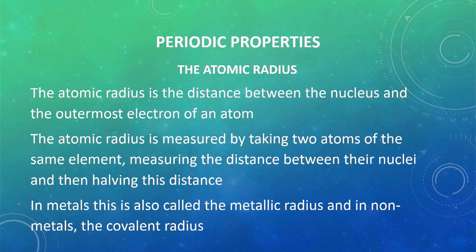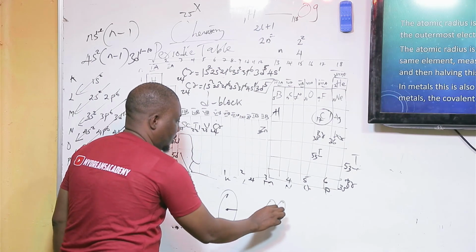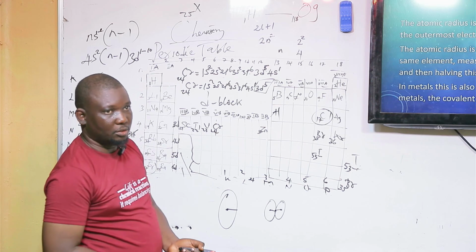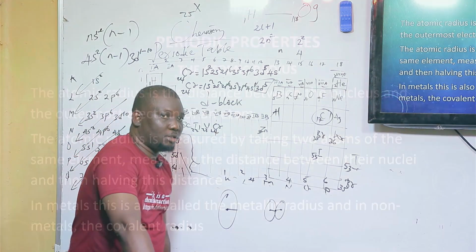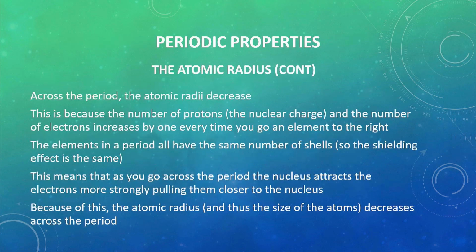Radius. Atomic radius is measured by taking two atoms of the same element, measuring the distance between their nuclei, and then halving the distance. Having two atoms that are the same, maybe H2, joined together like this. Measuring the distance from here to here is what? Atomic radius. In metal, it is called metallic radius. In non-metal, it is called what? Covalent radius. Okay.